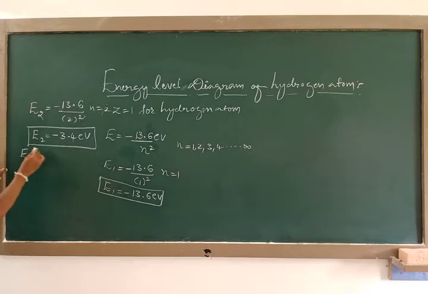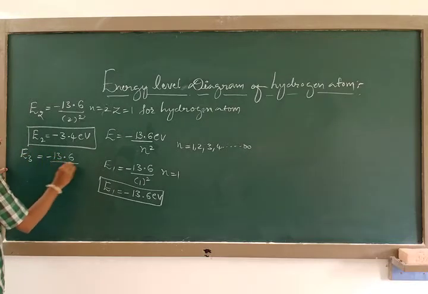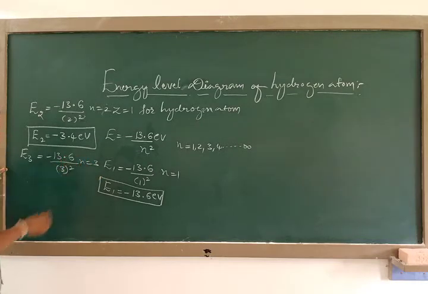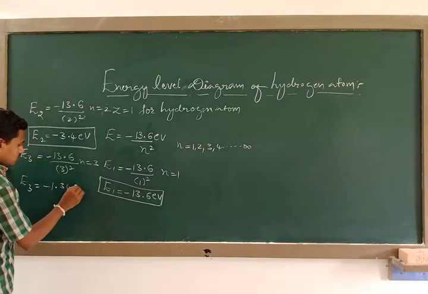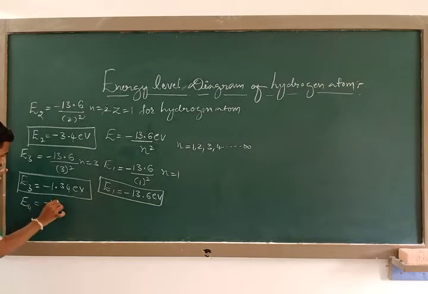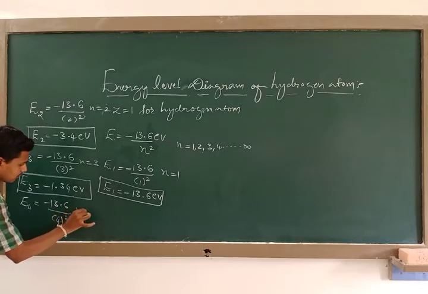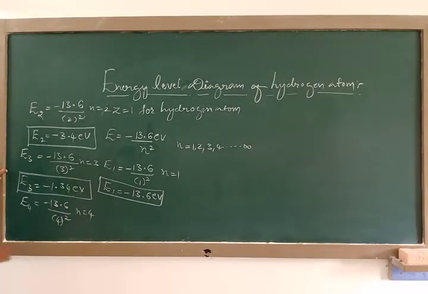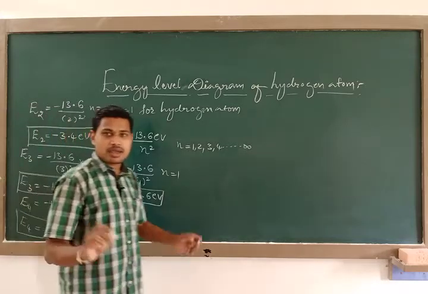If I take E3, the energy of the electron in the third orbit, it is minus 13.6 divided by 3 square, corresponding to n is equal to 3. Then I have the value of E3 as minus 1.51. Like this, if I take E4, E4 is equal to minus 13.6 divided by 4 square, corresponding to n equal to the 4th orbit. Then E4 is found to be minus 0.85 electron volt. You can try these values with the help of a simple calculator.